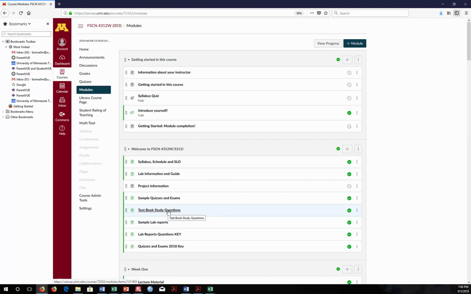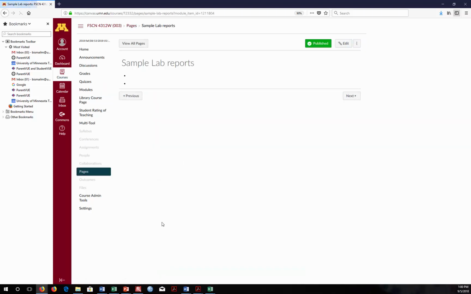There are textbook questions, study questions from the book. Sample lab reports, this will be populated after you submit your lab report. Basically this is a writing intensive course, and so you are going to learn how to write a lab report in a scientific manner using literature, writing discussions, writing abstracts. So sometimes you need some sort of a guide. The first lab report, I guide you through it and I show you beforehand an example, but I don't necessarily post it before you actually submit it.